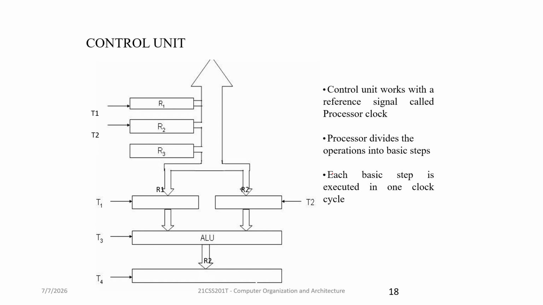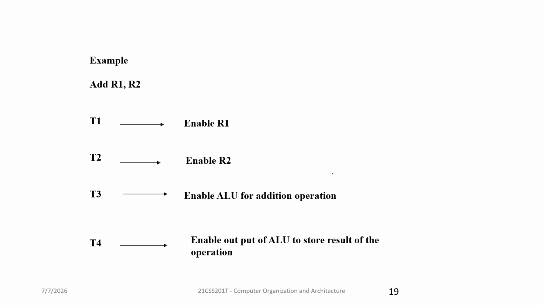So this is a control unit diagram. The control unit works with a reference signal called processor clock. The processor divides the operations into basic steps. Each basic step is executed in one clock cycle. This is an example: add R1, R2. During time T1, it enables R1. Then during time T2, it enables R2. During time T3, it enables ALU for the addition operation. During T4, it enables the output of ALU to store the result of the operation.